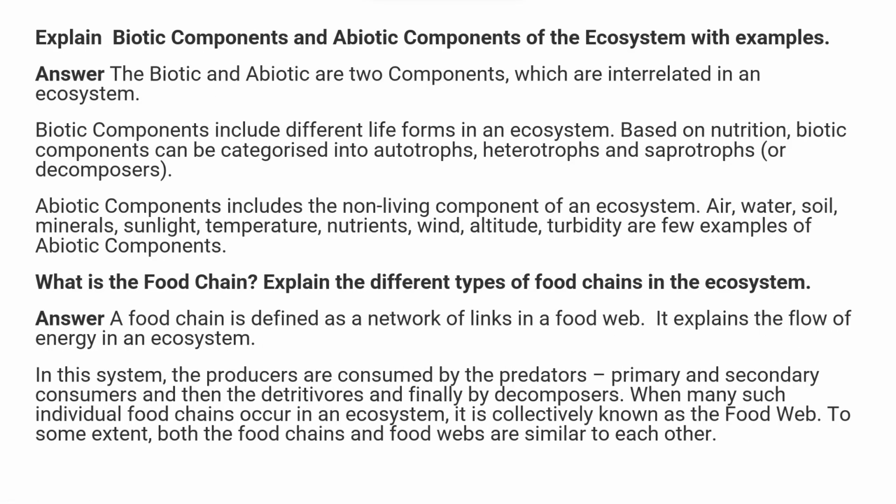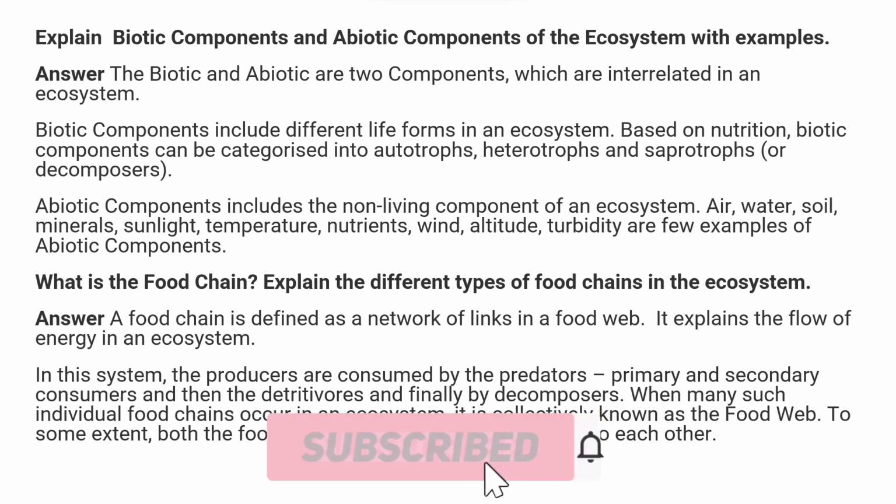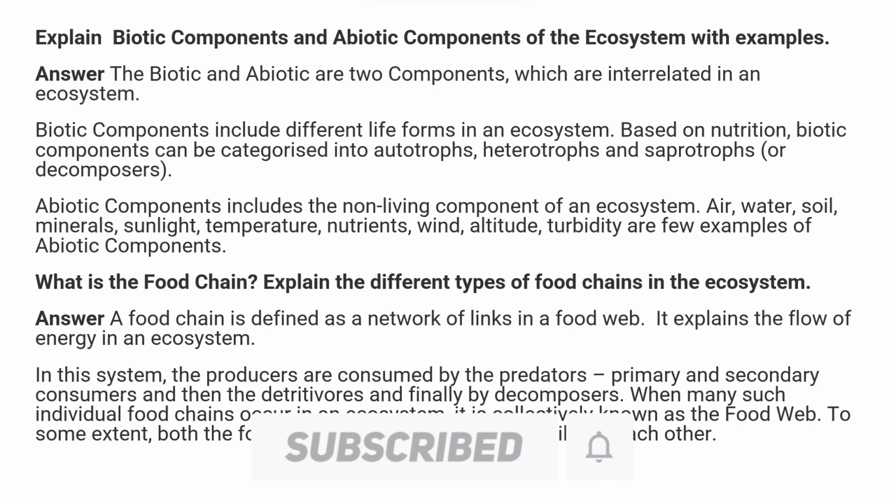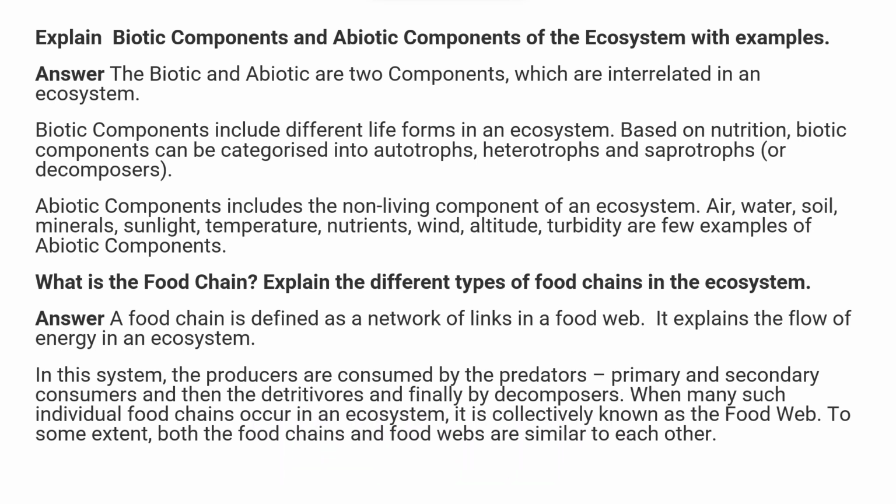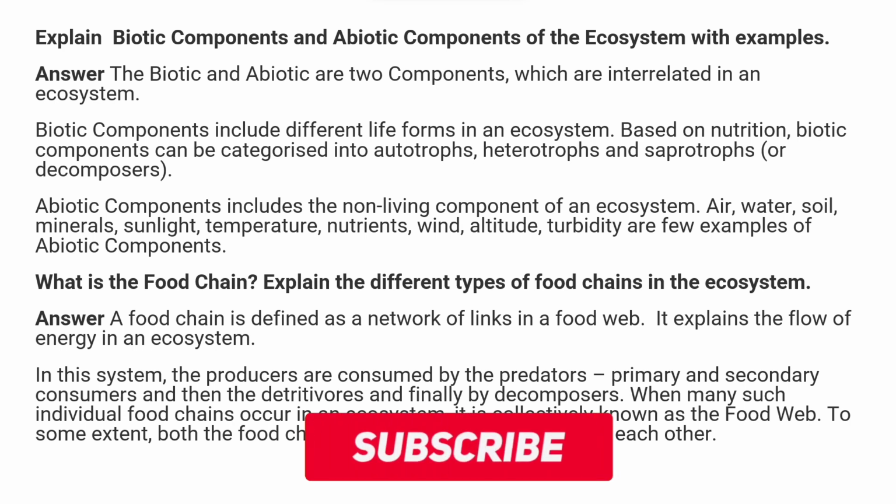Explain biotic components and abiotic components of the ecosystem with examples. Answer. The biotic and abiotic are two components which are interrelated in an ecosystem. Biotic components include different life forms in an ecosystem. Based on nutrition, biotic components can be categorized into autotrophs, heterotrophs, and saprotrophs, or decomposers. Abiotic components include the non-living components of an ecosystem. Air, water, soil, minerals, sunlight, temperature, nutrients, wind, altitude, turbidity are a few examples of abiotic components.